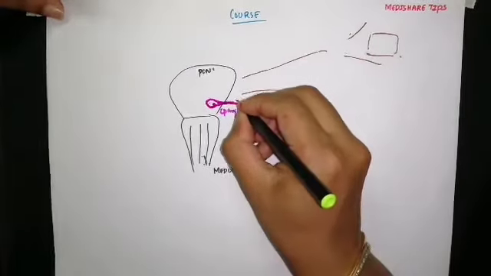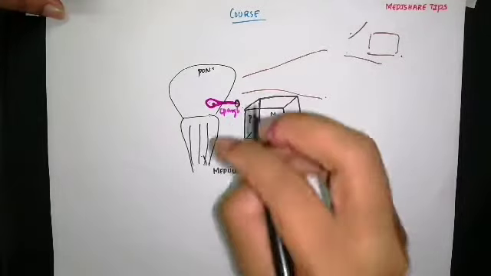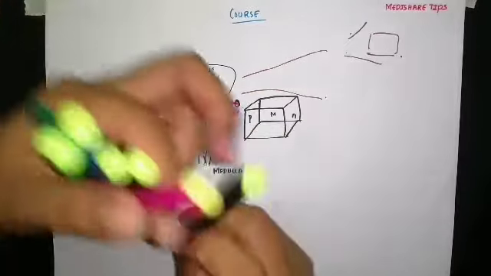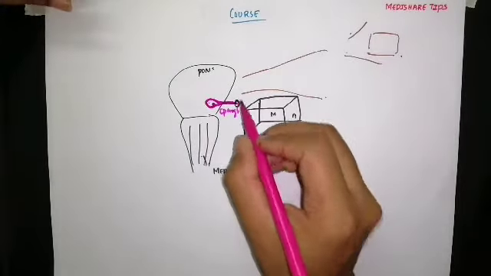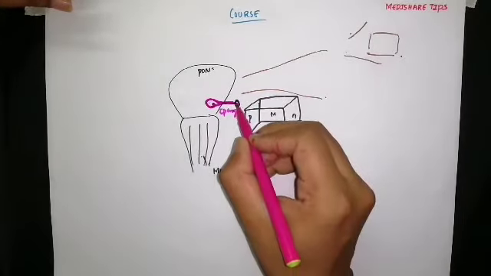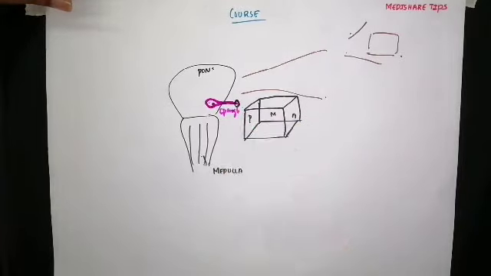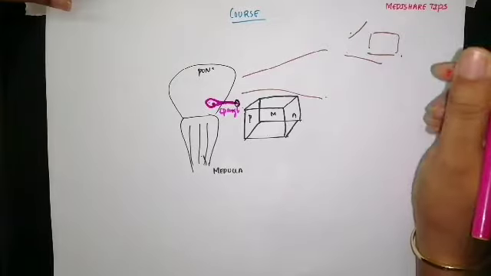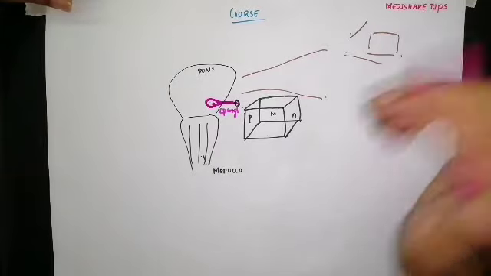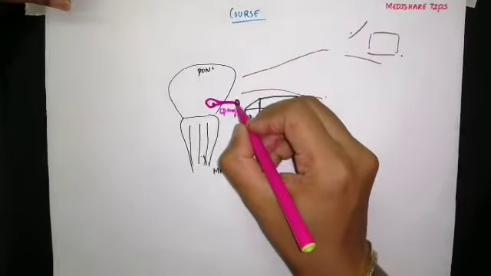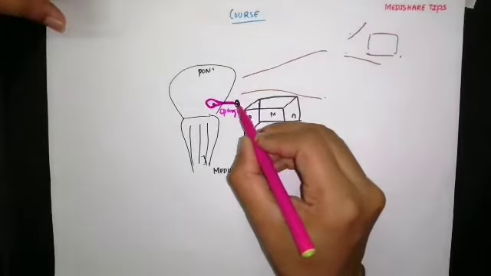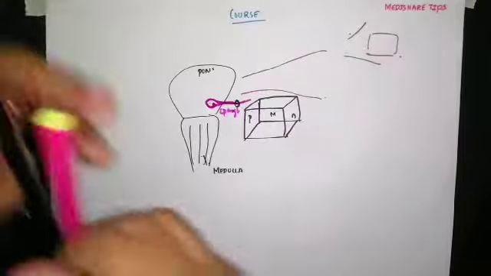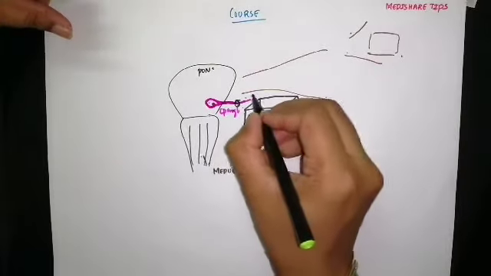In the petrous part of the temporal bone, there is the internal acoustic meatus. So the facial nerve enters the internal acoustic meatus in the petrous part of the temporal bone. Inside the internal acoustic meatus, it is accompanied by the vestibulocochlear nerve and also the labyrinthine vessels. Then it passes through the internal auditory canal.